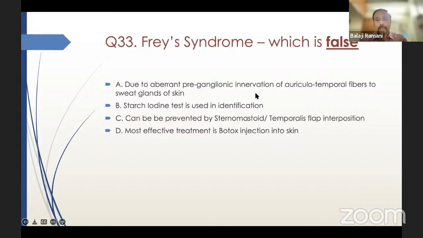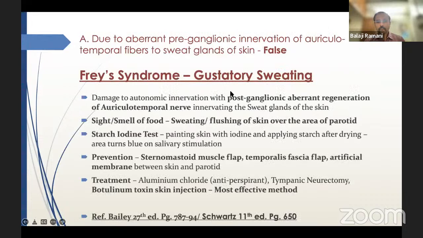But once it happens, then the simplest and the most effective treatment is the injection of Botox, which is going to be used for treatment. So postganglionic fibers, they go and innervate the sweat glands of the skin. Sight or smell leads to flushing and sweating. Starch iodine test. Area is painted with iodine and then apply starch after it dries. So this area will turn blue on salivary stimulation.